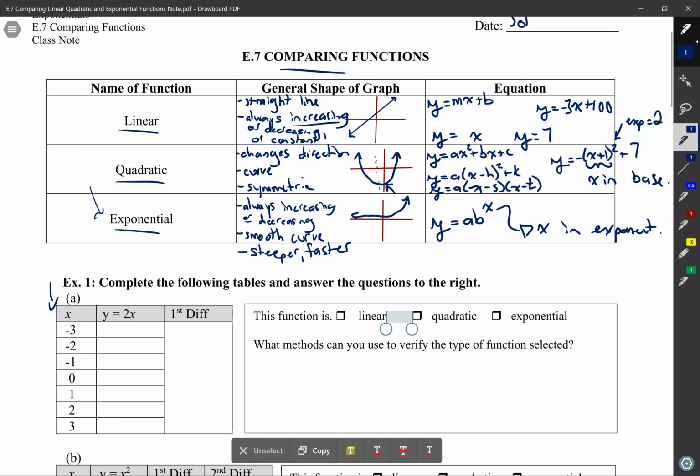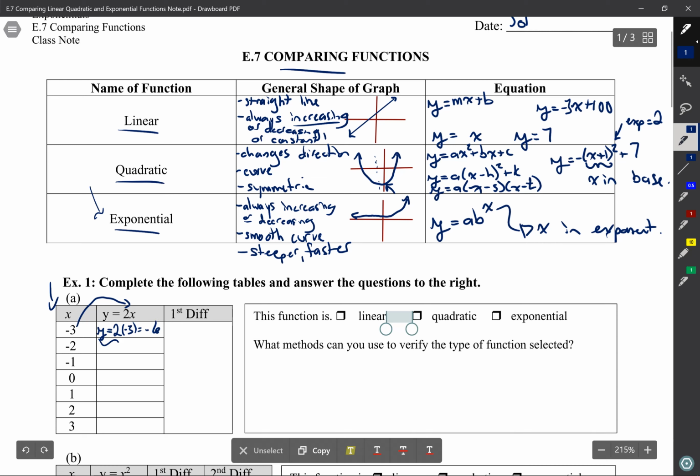So if I substitute in x equals negative 3 into my equation, which is 2x, so y equals 2 times negative 3, then I find y equals negative 6.